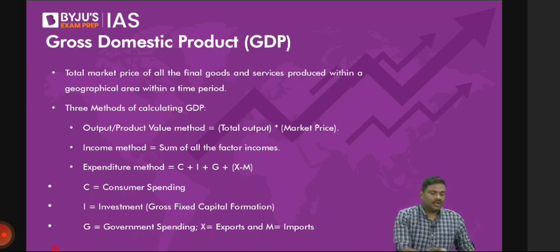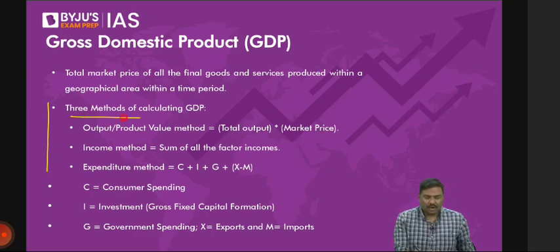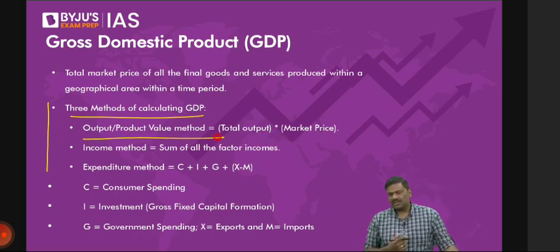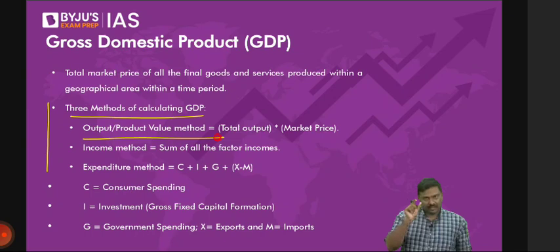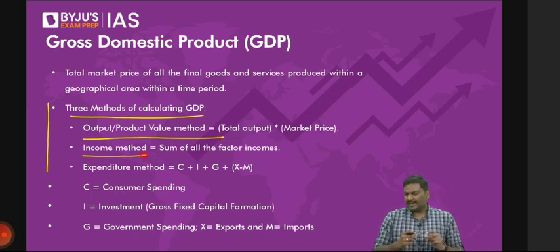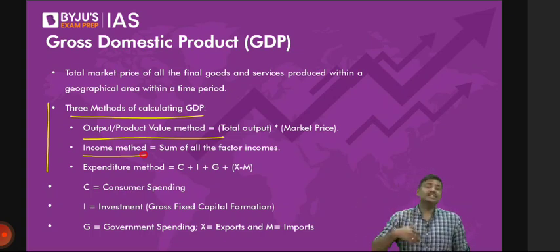Now, the GDP can be calculated using three methods. What are the three methods? One, the output method, or basically the production value method. What is the output method? Whatever final goods and services are produced, into the market prices. Second one is the income method. Get the factor incomes of everybody who has earned factor incomes in India, and get the sum total of it. That is the GDP through the income method.